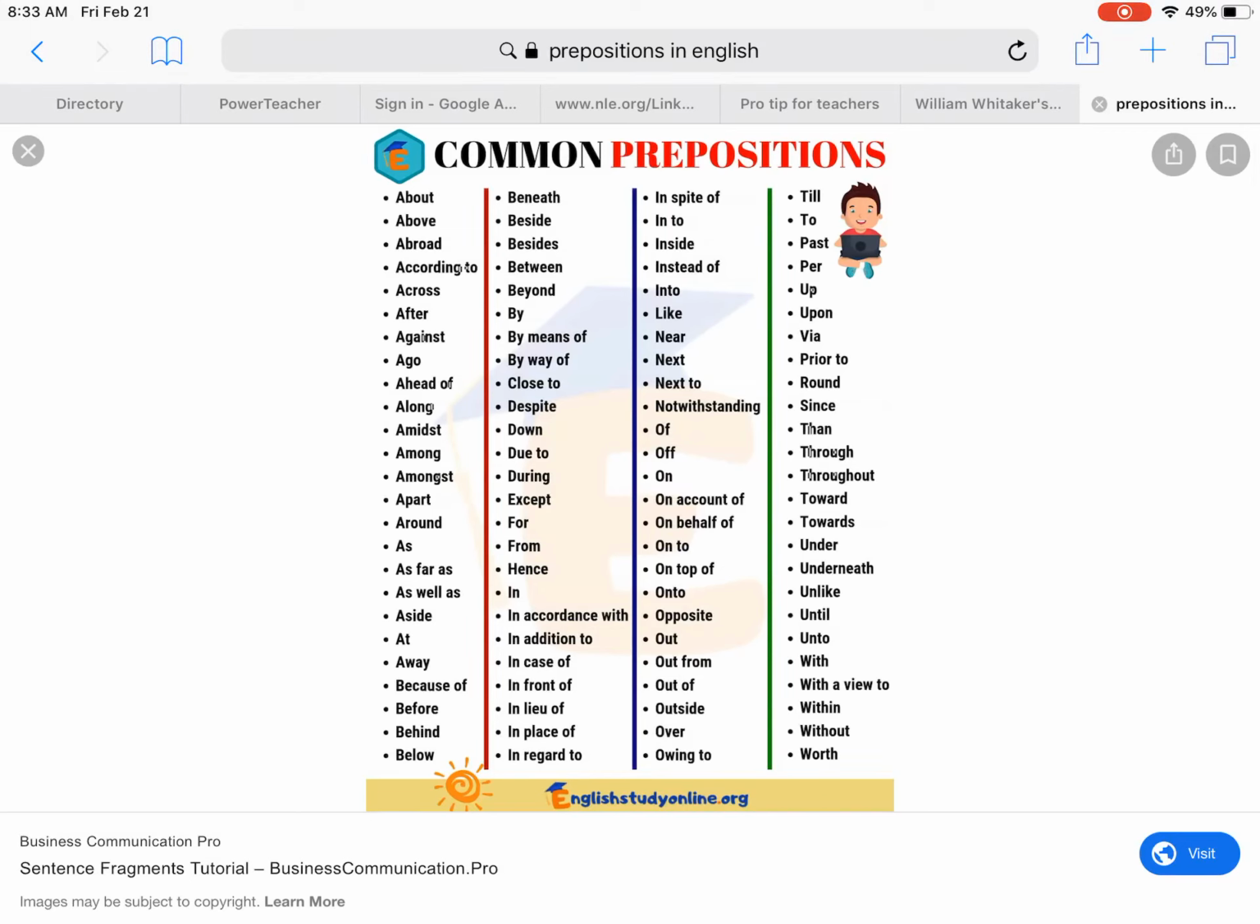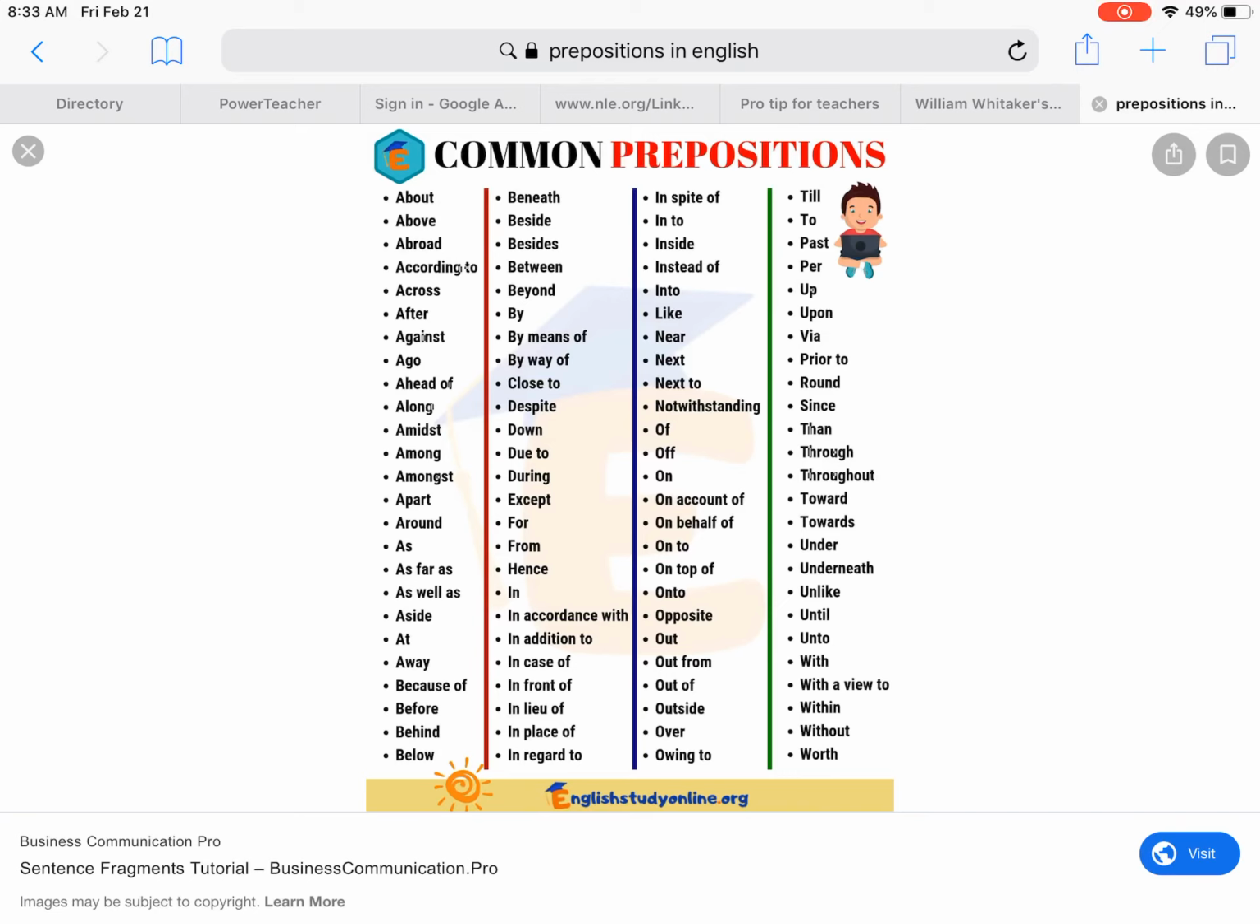Prepositions in both English and Latin are common. Looking at this list, this is a partial list of English prepositions. A lot of the time prepositions can tell us location, like in, on, under, and they can tell us the instrument by which we did something, so by means of or with, and they can tell us a lot of different things. So prepositions always come before a noun.